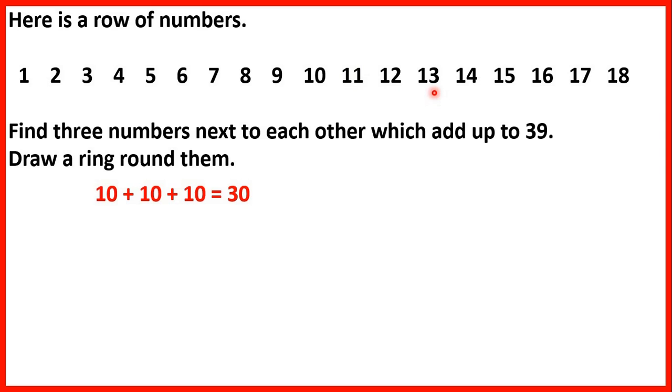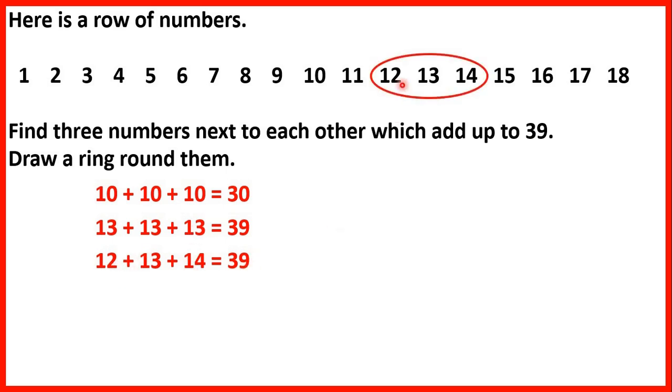and 13, or we might spot that if we have 3 times 13, or 13 plus 13 plus 13, we'll get 39. And that means that 12 plus 13 plus 14 must also be 39, because we've made this first number 1 smaller, this third number 1 larger, and that means that we'll get the same total. So our numbers are 12, 13 and 14.